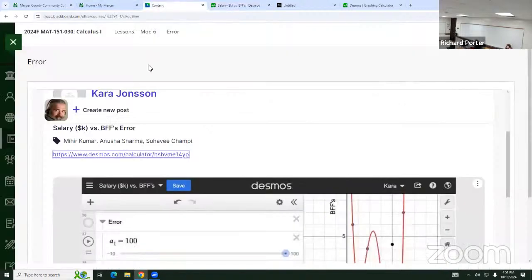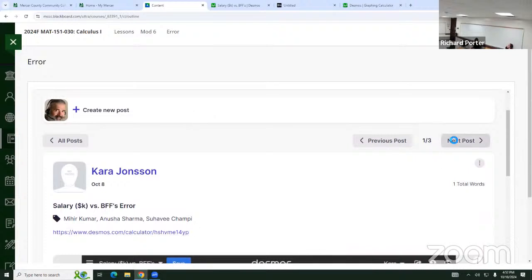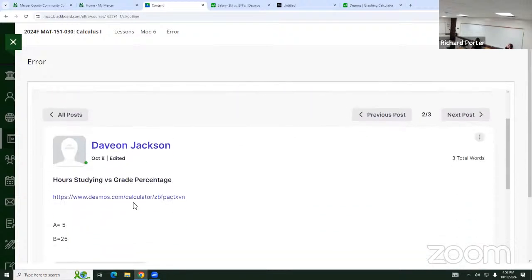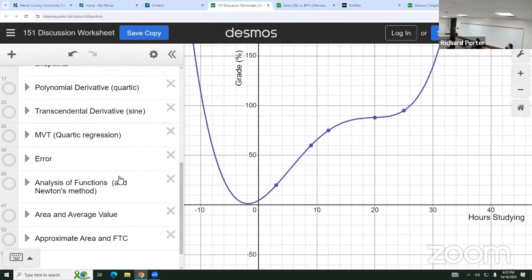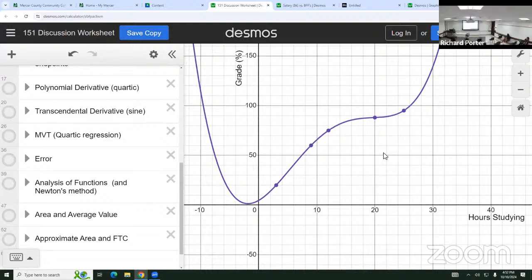I don't know about the other group. Let's see, who's the other group? Devon, did you give me a link to yours? So Devon, you are going to have, okay, so what do we see here? How many max and mins do you see? I don't know, this is so weird.